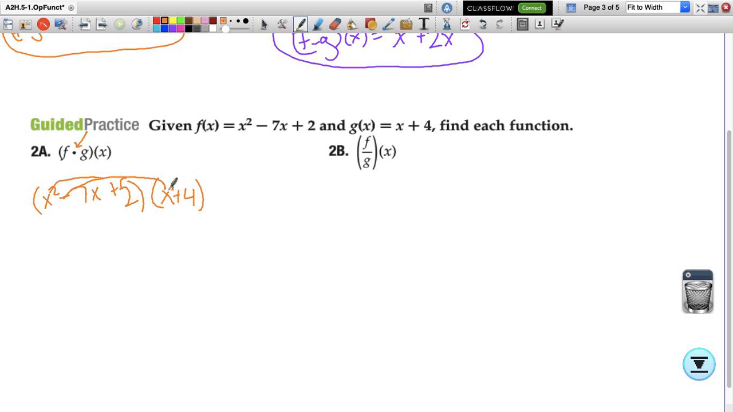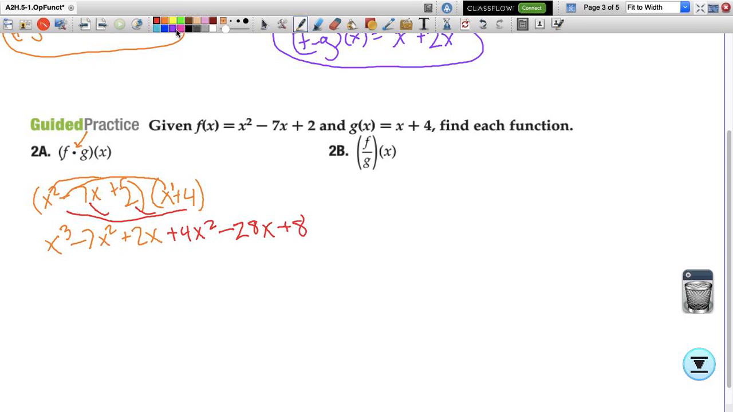So x to the first times x squared, x to the third, minus 7x squared. And then plus 2 times x is going to be plus 2x. Then I'm going to take my 4, and I'm going to send that across also. I'm going to send it here and here and here. So 4 times x squared is positive 4x squared. 4 times negative 7 is going to be negative 28x. And 4 times 2 is going to be positive 8.